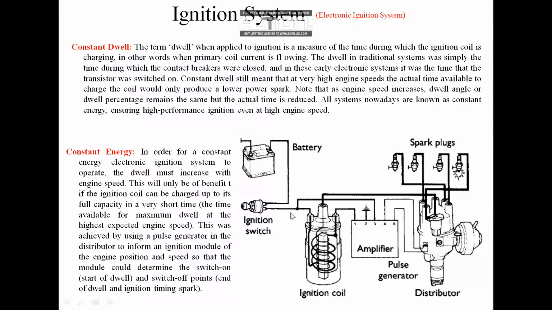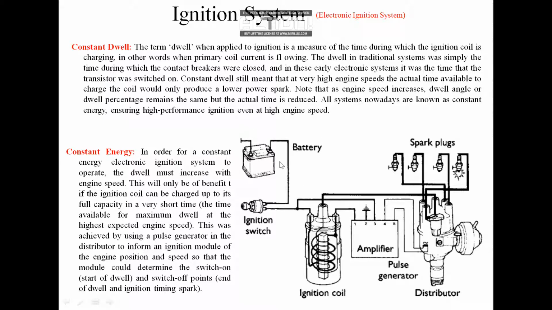In this diagram, we can see the structure of an electronic ignition system, which belongs to a four-cylinder SI engine. This is our battery, that is the power pack. In a car or four-wheeler or any kind of commercial vehicle which runs on gasoline as fuel, we are using a battery as the power source.